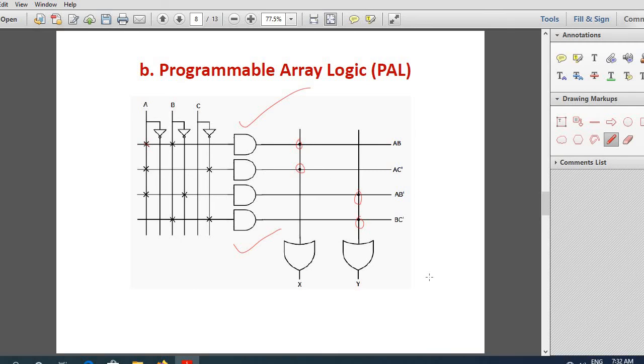Here you are having a programmable AND array. That is, the inputs are available to the AND gate, but you can choose which inputs go to the AND gate. It is not that all the combinations are being produced. You can choose the number of AND gates. You can choose which inputs are coming to the AND gates, and so on. But it is not the case for OR gates. OR gates are fixed. Before the chip is manufactured itself, it is decided which AND gates should be connected to which OR gate. So that's all about PAL.